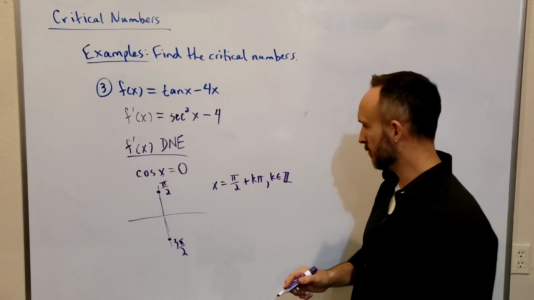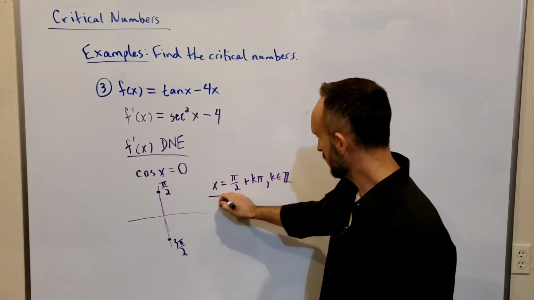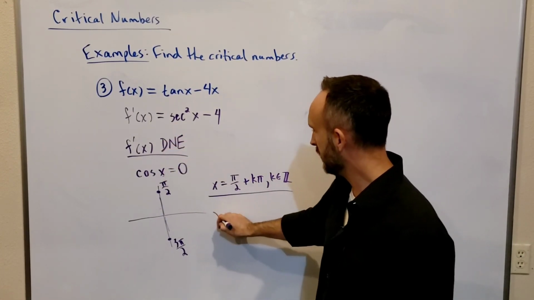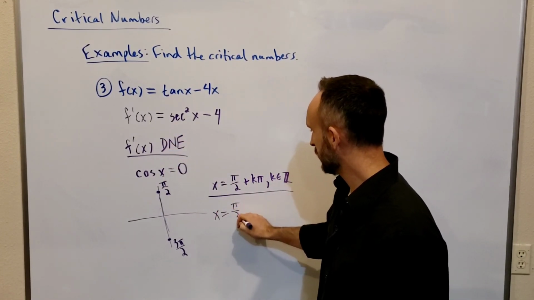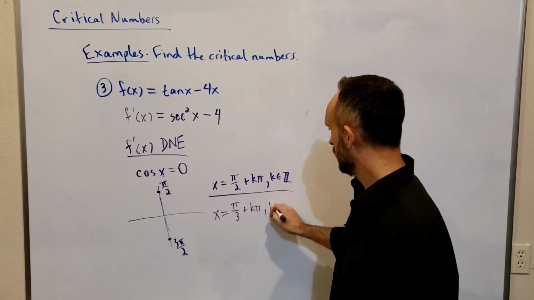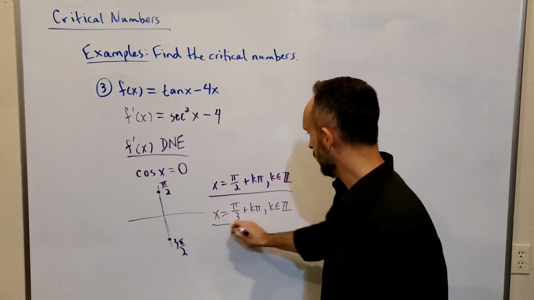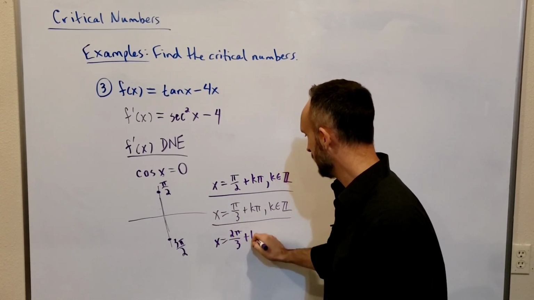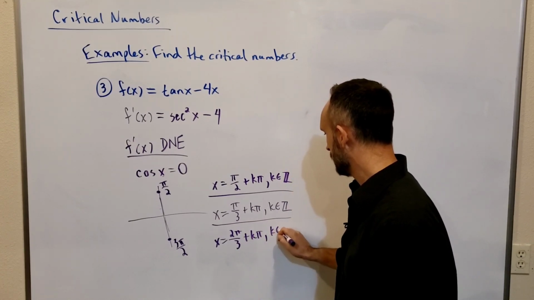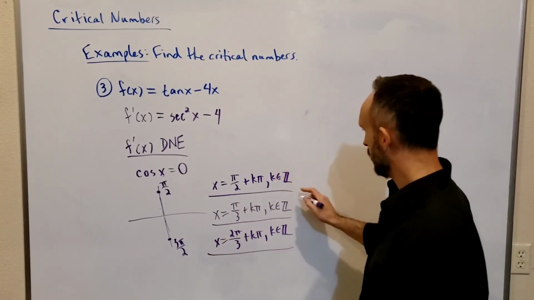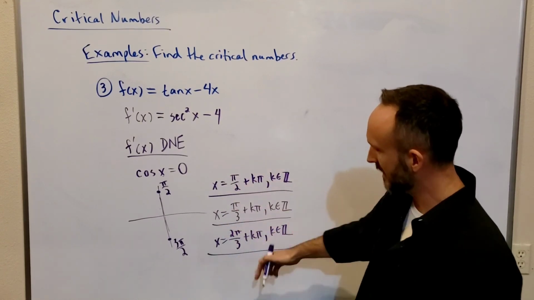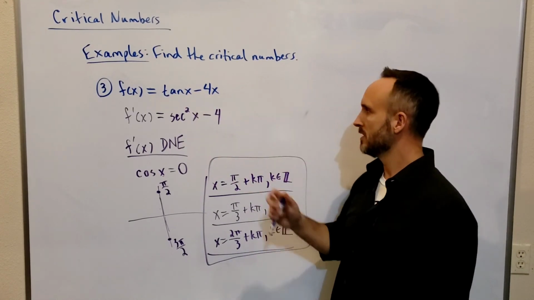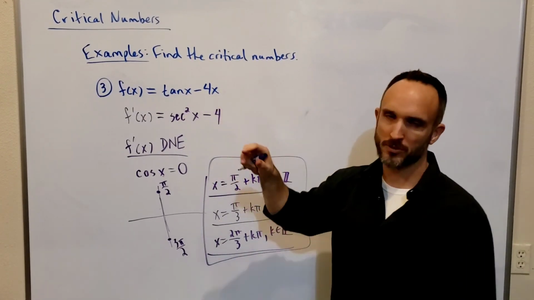So we have an infinite number of critical numbers for which the derivative doesn't exist. We have an infinite number of critical numbers where the derivative is 0. I'm just summarizing here all of the critical numbers. So all of these x's are the critical numbers for this particular arithmetic of the tangent and polynomial function 4x.